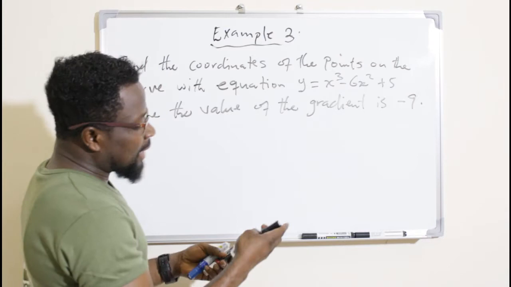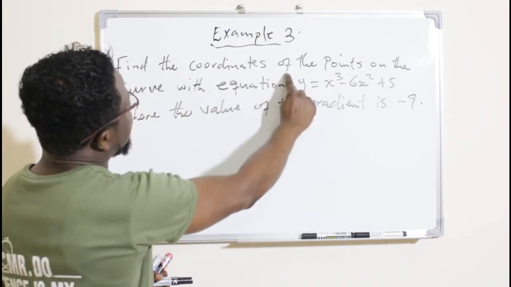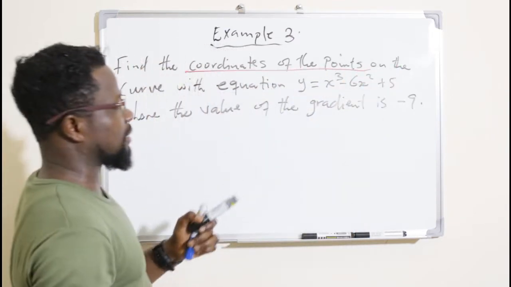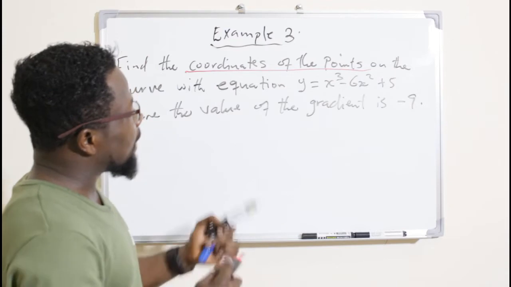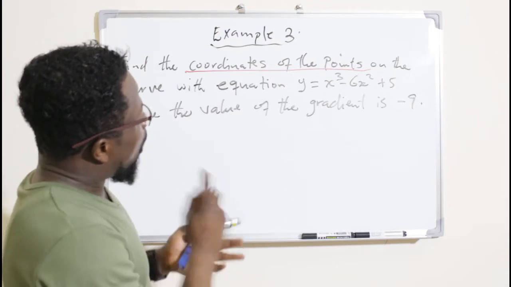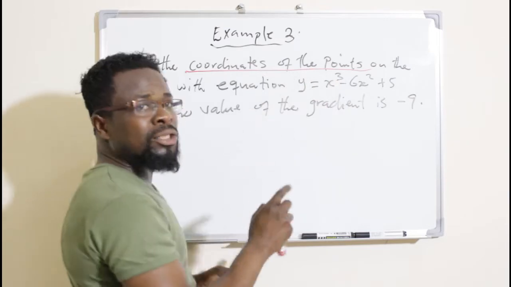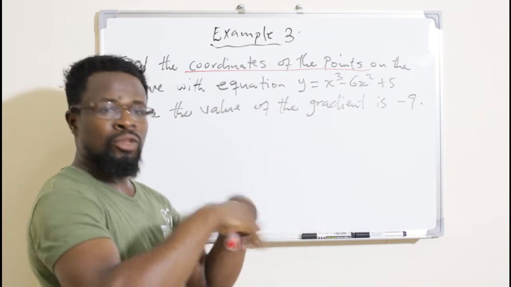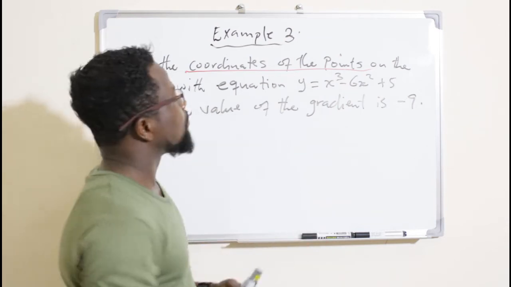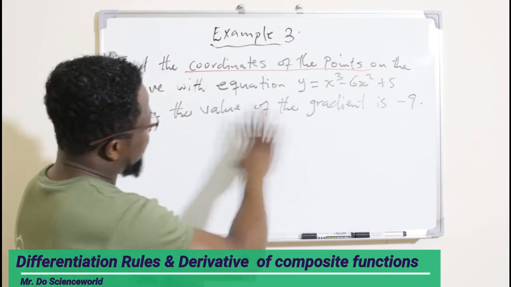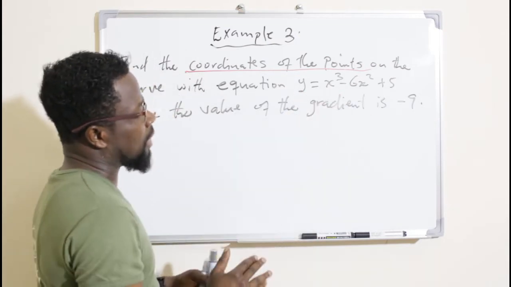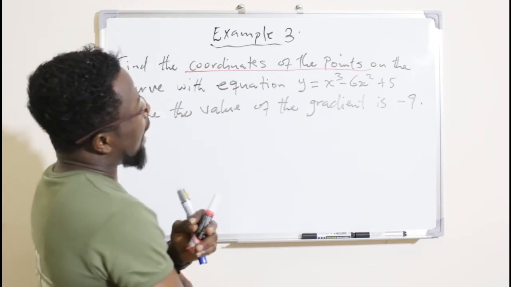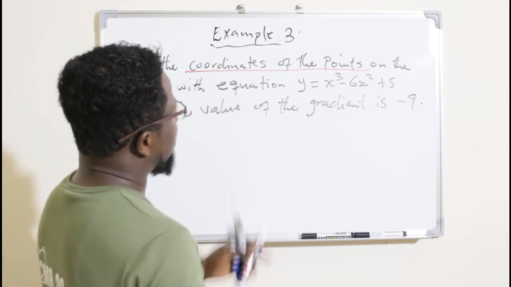We are told to find the coordinates, so our interest lies in finding the coordinates of the points. Coordinates would definitely speak to us of the x coordinate and the y coordinate, or the z coordinate when we're talking about space. Because there are only two variables here, we're going to look for the x and y coordinates. So let's try this out and see how we're going to find it.